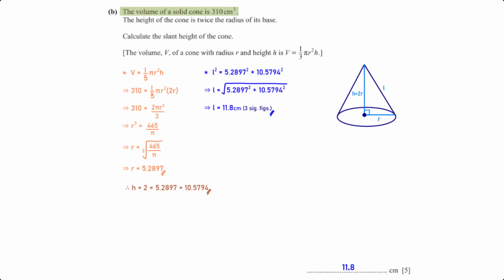The volume of a solid cone is 310 centimeters cubed. The height of the cone is twice the radius of its base. Calculate the slant height of the cone. From the illustration, we see that we can get the slant height L of the cone by applying the Pythagoras theorem. But first, we need to find the values of R and H.